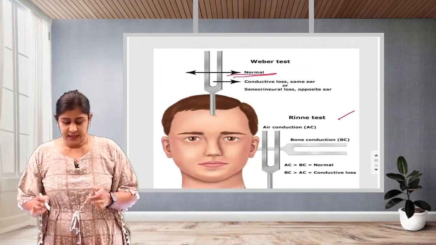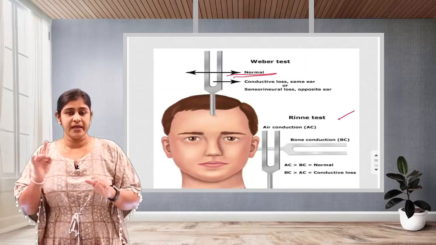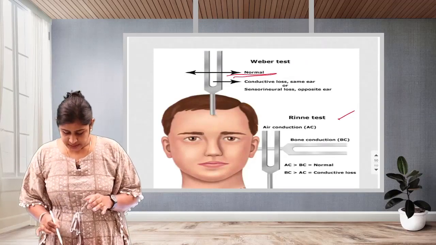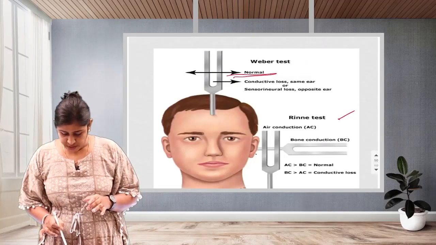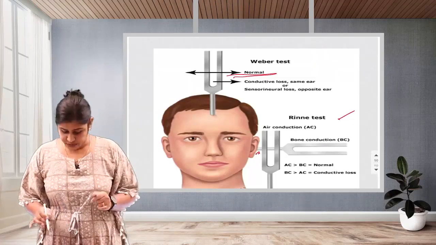Whereas in Rinne's test, the vibrating tuning fork is placed on the side of the ear, that is the air conduction, and this is the bone conduction, which is kept at the mastoid process.